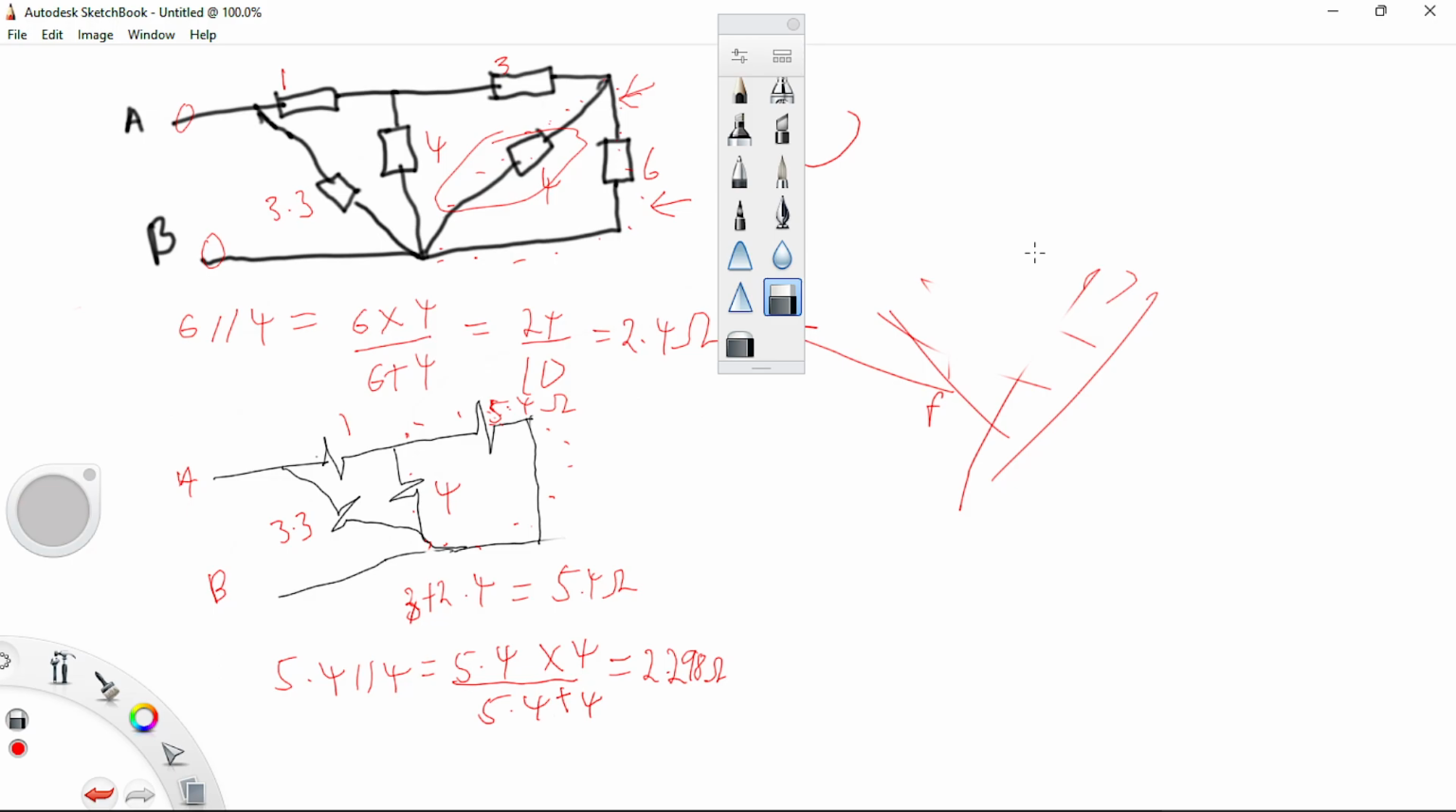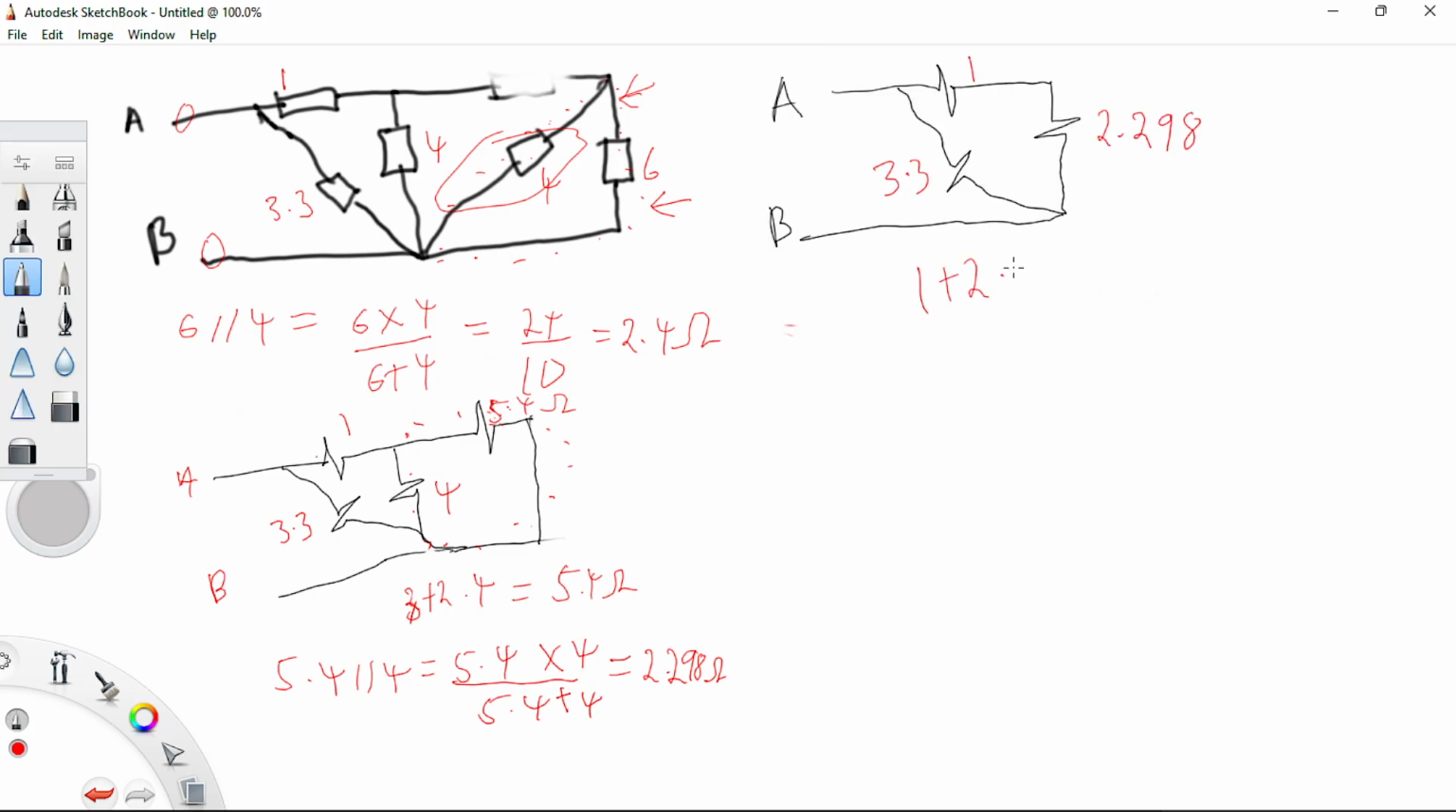We realize that we now have 1 plus 2.298 is 3.298 ohm. And so finally, our simplified circuit is something of this sort. And then we have this here. Well, this is 3.3, this is 3.298. And you realize that A and B can move from this through this without passing through any other element. So they are in parallel.